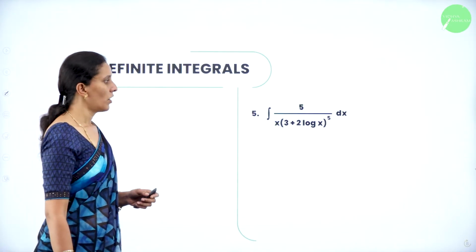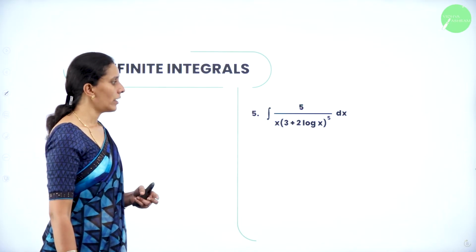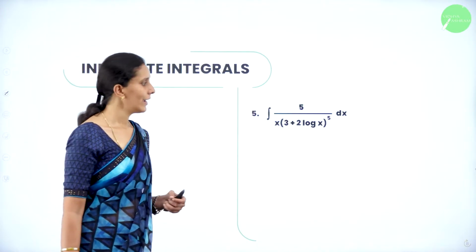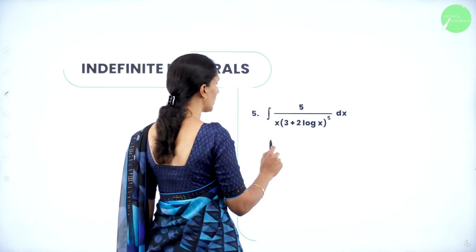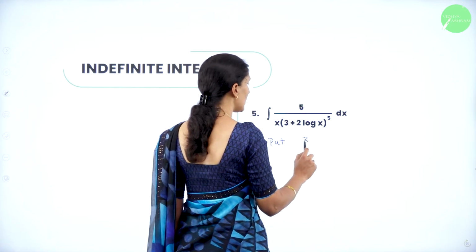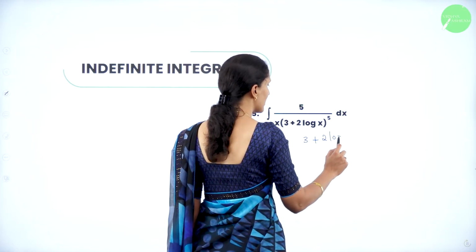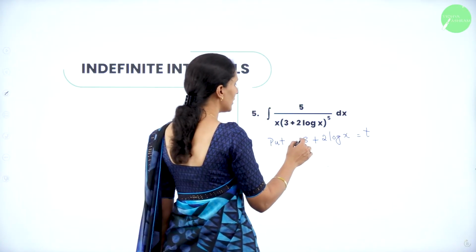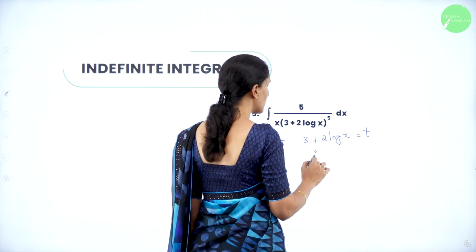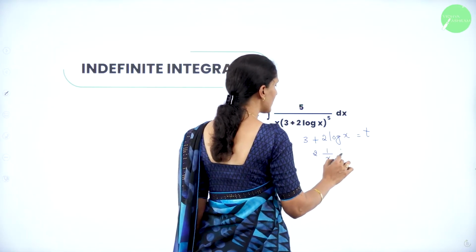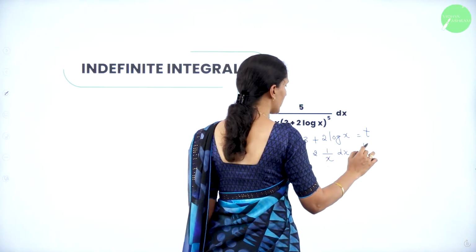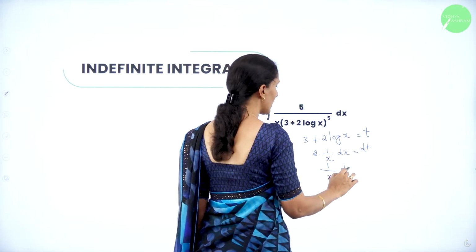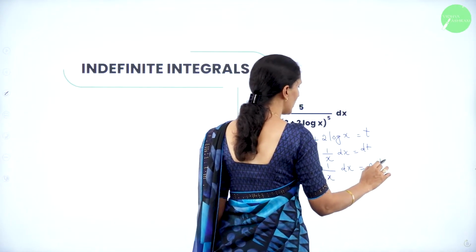Next one, 5 divided by x into (3 plus 2 log x) whole power 5 into dx. Let us put 3 plus 2 log x is equal to t. Now derive the equation. This is 0. 2 into log x is 2 into 1 by x dx is equal to dt. I don't need any 2 here, so let me shift: 1 by x dx is equal to dt by 2.